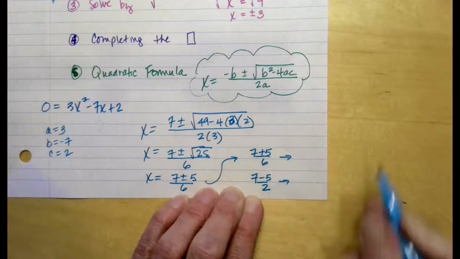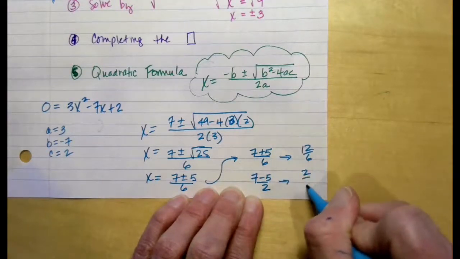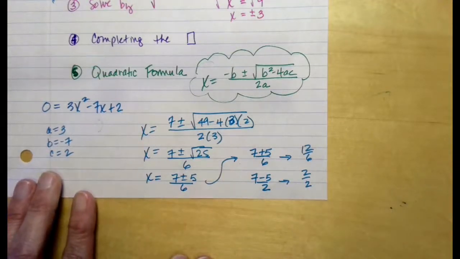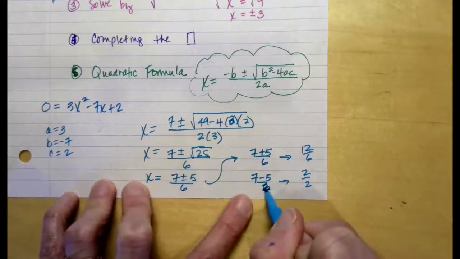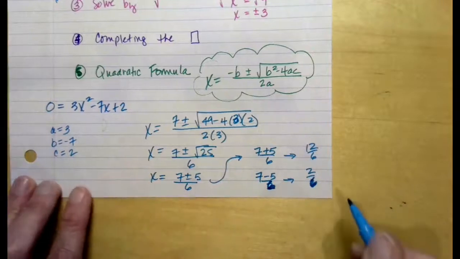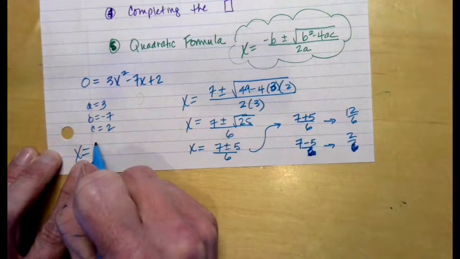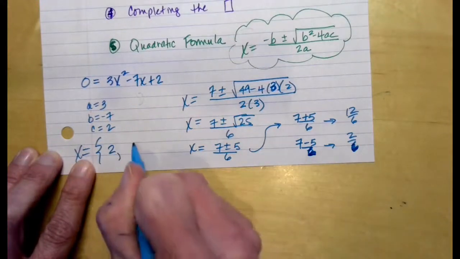My two answers for x, 12 over 6 and 2 over 6. I lost my 6. 7 minus 5 over 6. There we go. So our final answers here are x is equal to positive 2 and 1/3.